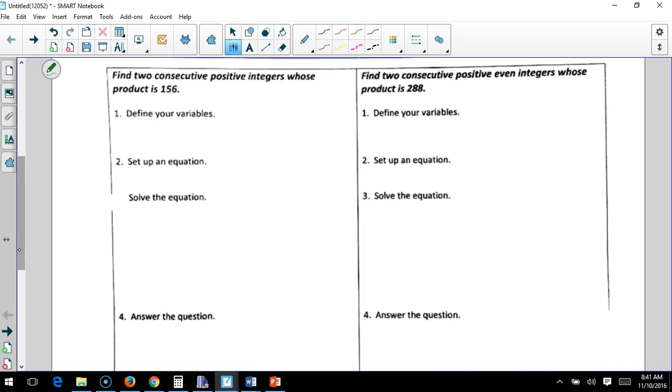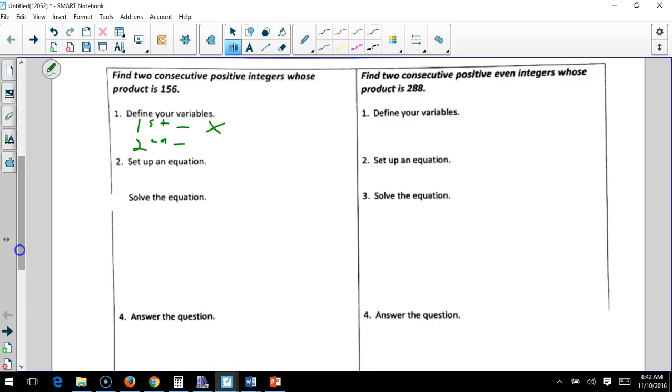So, find 2 consecutive positive integers whose product is 156. Okay? Well, we have to first define our variables. So we have our first number and our second number, and we're going to give them variable names. We're not going to use x and y; we're always going to base off one variable. 2 consecutive positive integers. Positive, not even, not odd, just positive. Whose product is 156. So we're going to take x as our first unknown number.